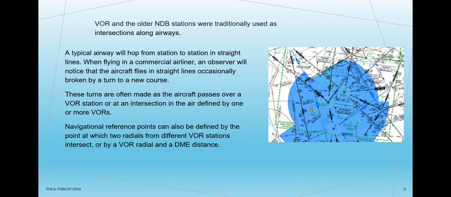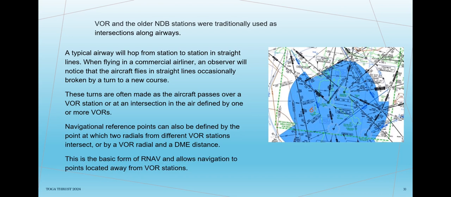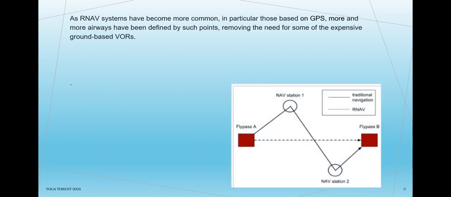Navigational reference points can also be defined by the point at which two radials from different VOR stations intersect, or by a VOR radial and a DME distance. This is the basic form of RNAV and allows navigation to points located away from VOR stations. As RNAV systems have become more common, in particular those based on GPS, more and more airways have been defined by such points, removing the need for some of the expensive ground-based VORs.